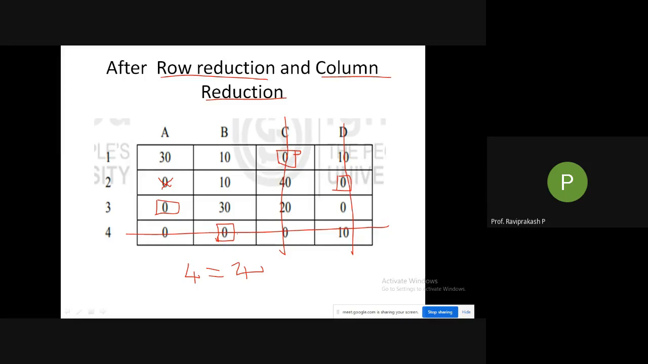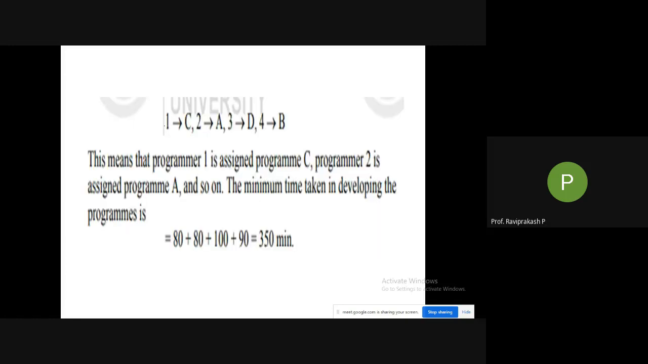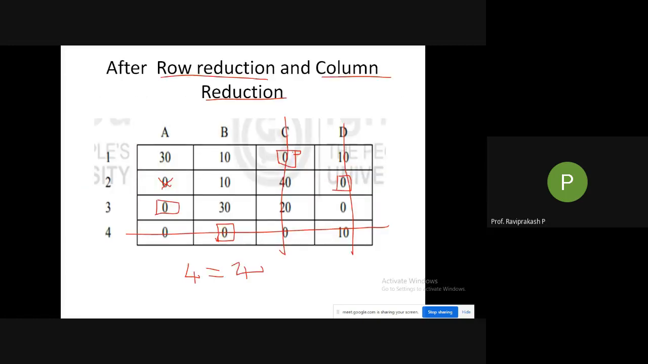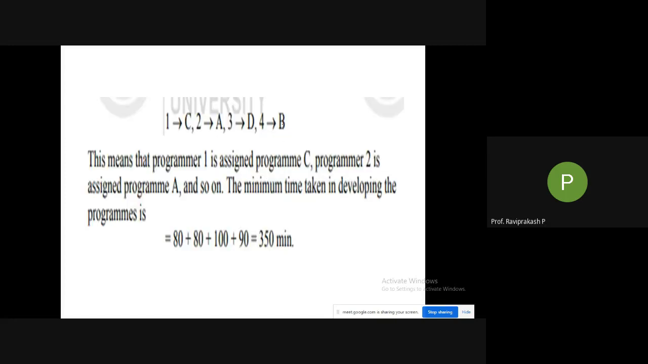You are getting the answer same, 350 only. Don't worry. These are sums which have multiple solutions, not only one. When I did the previous one, this is the answer 1C. So here also 1C because there will be no change, and 4 will be B always, but these two will change. So in this case it is 1C, 2A, 3D, 4B. If you add the corresponding values, we are getting 350.